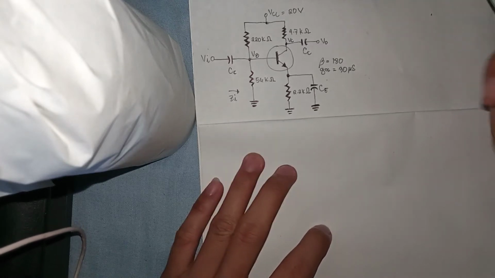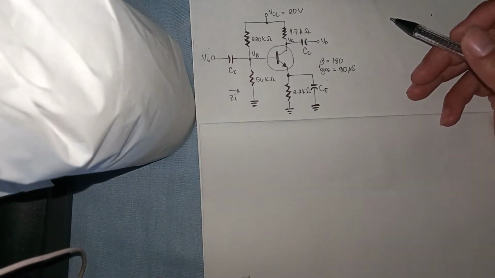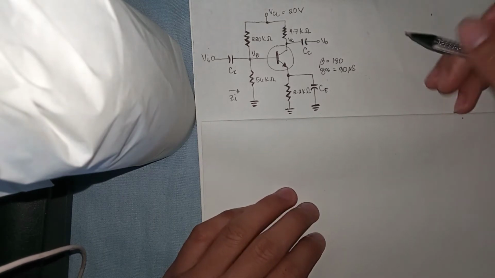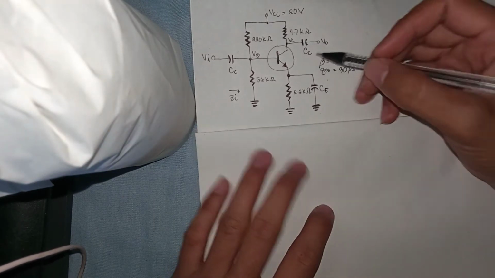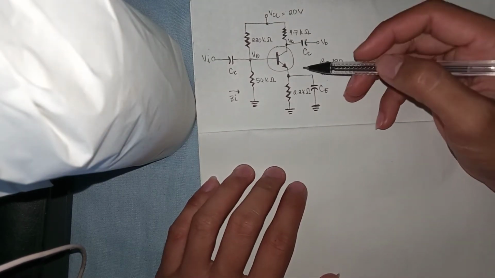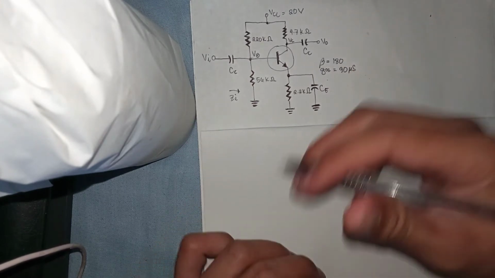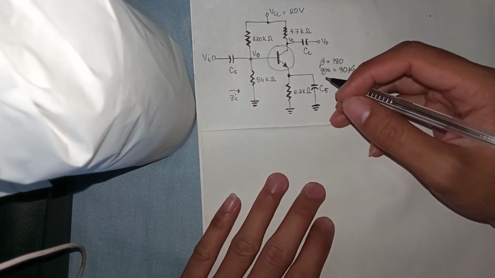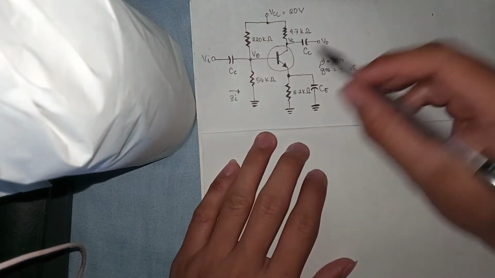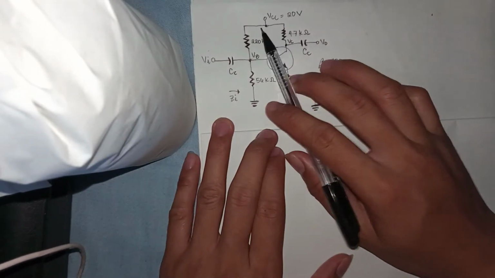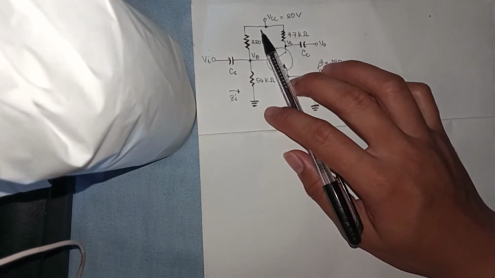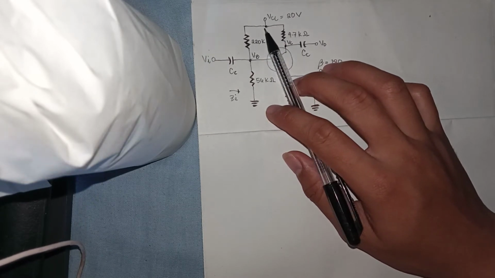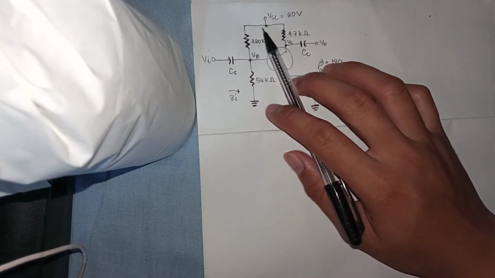Okay, for the first task, we have to illustrate or draw the AC equivalent of a transistor for this given network. For the first step, set all the DC sources to 0 and replace them with a short circuit equivalent. So these sources are replaced with a short circuit.